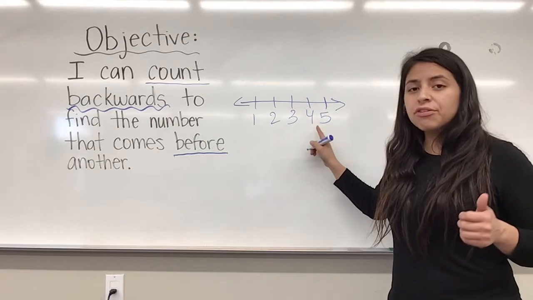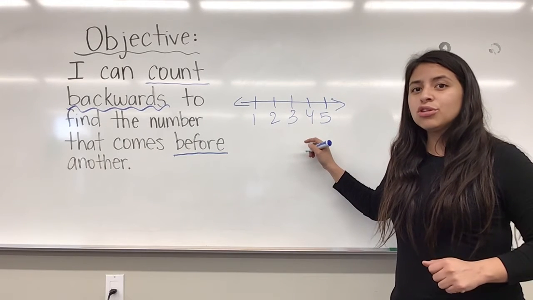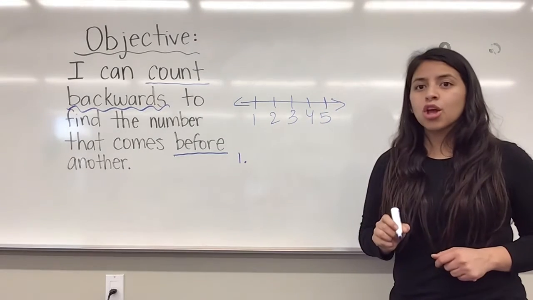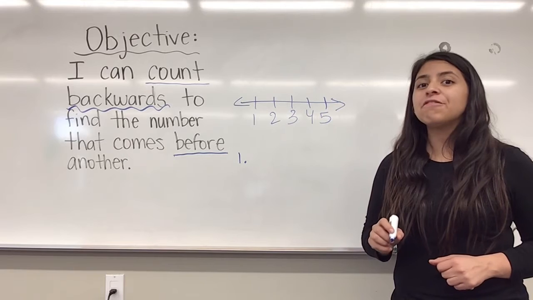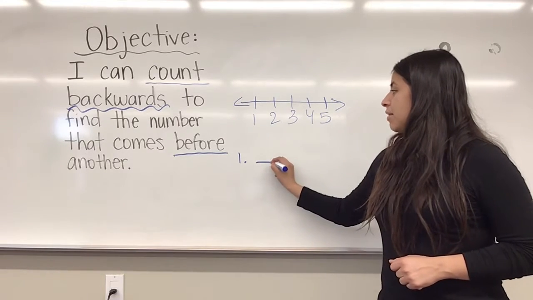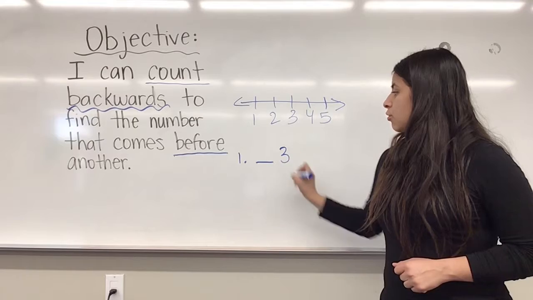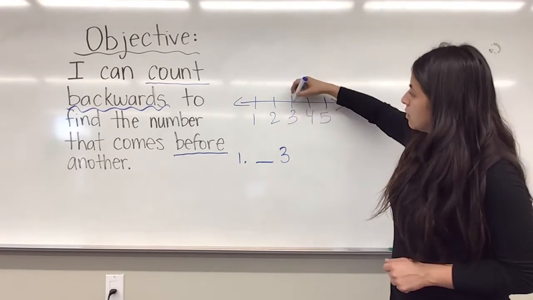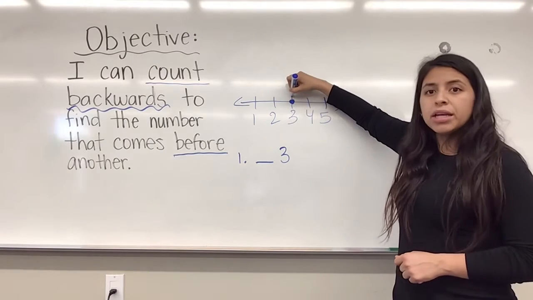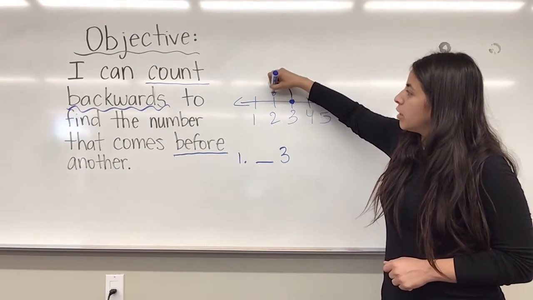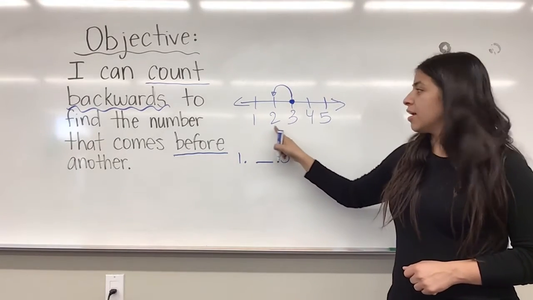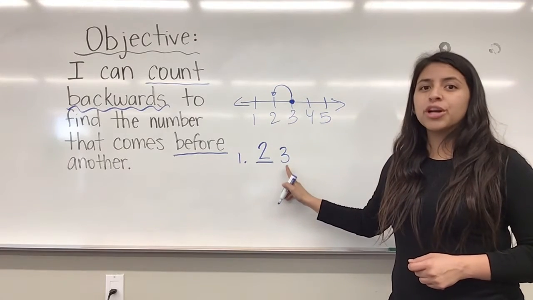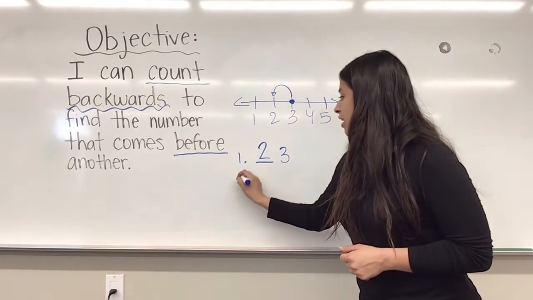All right, once you have your number line all drawn out, I want you to answer these next 3 questions. So our first question, we're finding the number that comes before 3. So on the number line, if you find the number 3, what number comes before 3? What number is that? 2, right? Yeah, the number 2 comes before 3. Good job. Now we're going to go to our next question.